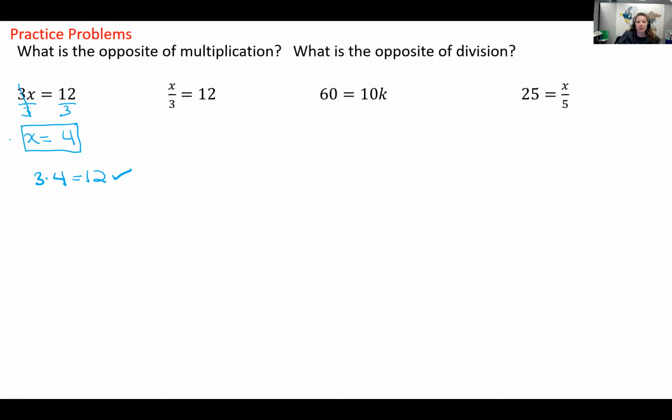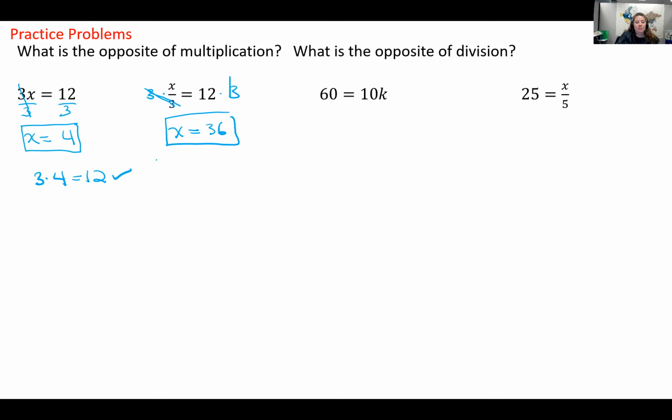All right, the second one, and I meant to say, by the way, always find your variable first, and that's the side you start with. So on the second one, our variable's on the left side of the equal sign. So what is happening to x? This says x divided by 3. So the opposite of dividing by 3, we're going to multiply both sides of the equal sign by 3. So basically 3 divided by 3 is 1. 1 times x is x. Over here we have 12 times 3, which is 36.